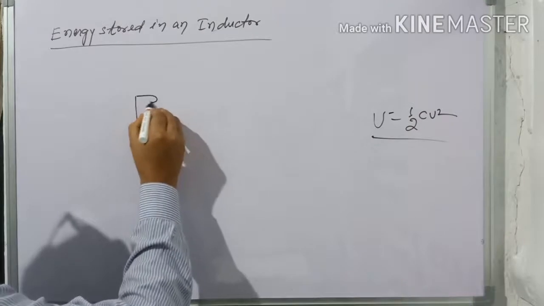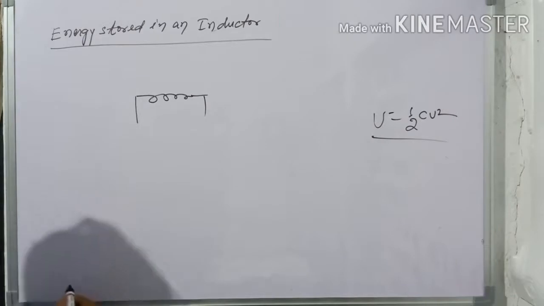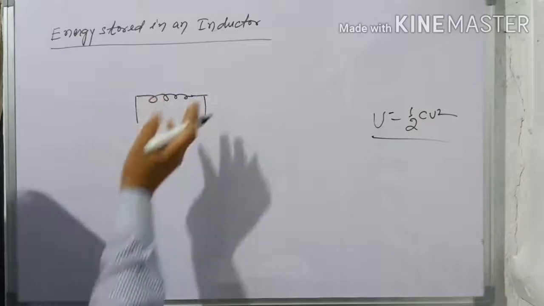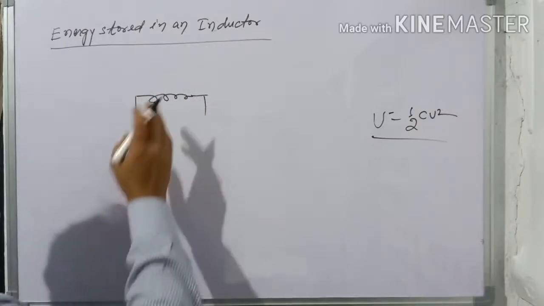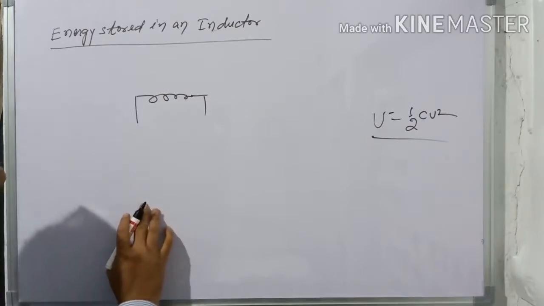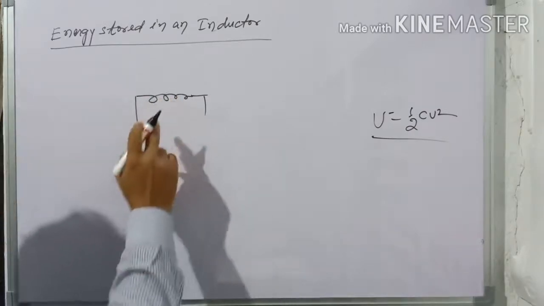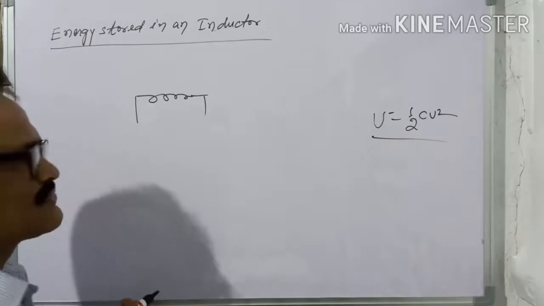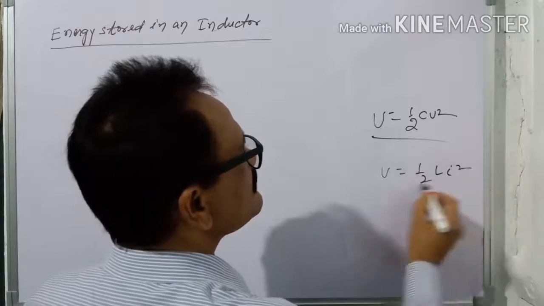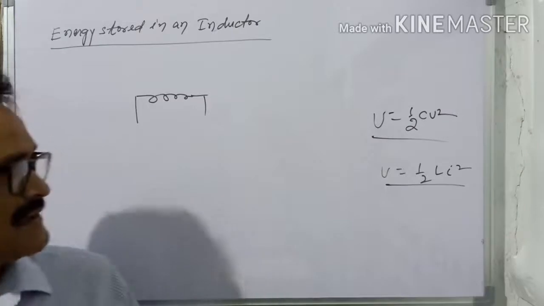this is the symbol of an inductor. When an electric current is established or passed through an inductor, then a magnetic field will be produced due to the magnetic effect of current, and hence magnetic energy is stored here. That magnetic energy is equal to half Li square. I am going to derive this relation here.